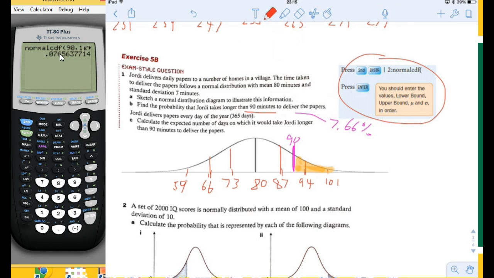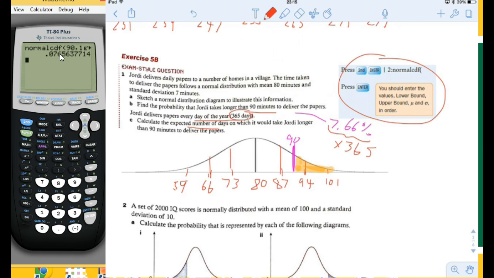Georgie delivers papers every day of the year, 365 days. Calculate the expected number of days on which it would take Georgie longer than 90 minutes to deliver the paper. We know 7.66% of the days he takes longer than 90 minutes. Now, if he delivers 365 days, what's the expected number of days? You would just multiply 7.66 times 365.